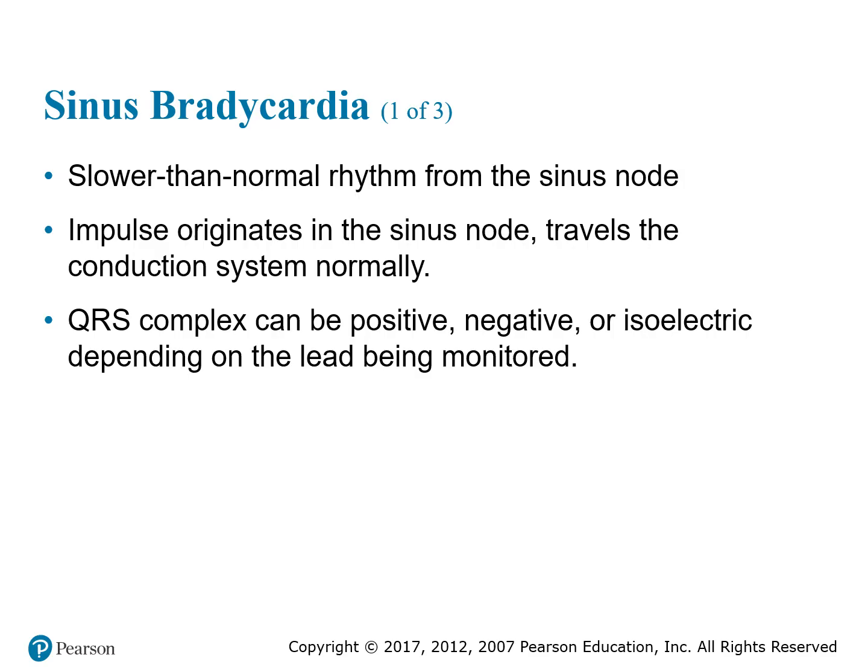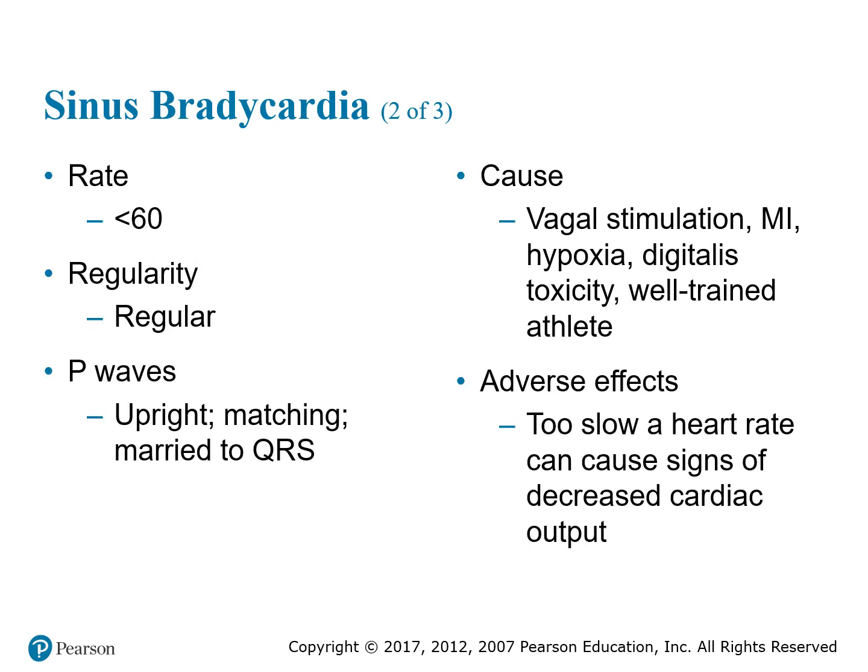The QRS complex can be positive, negative, or isoelectric, depending on the lead. So everything else is going to look normal. Everything is going to look like it should. It's just a slow rate, something less than 60. So that is going to be a sinus Brady rhythm. Again, rates less than 60, it's going to be regular, P waves upright.